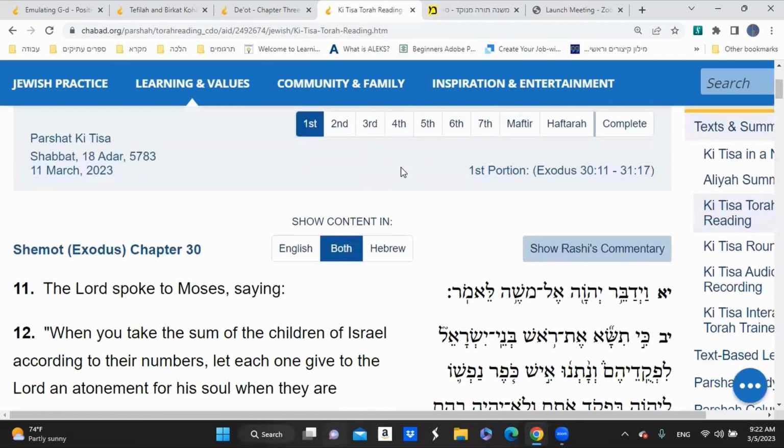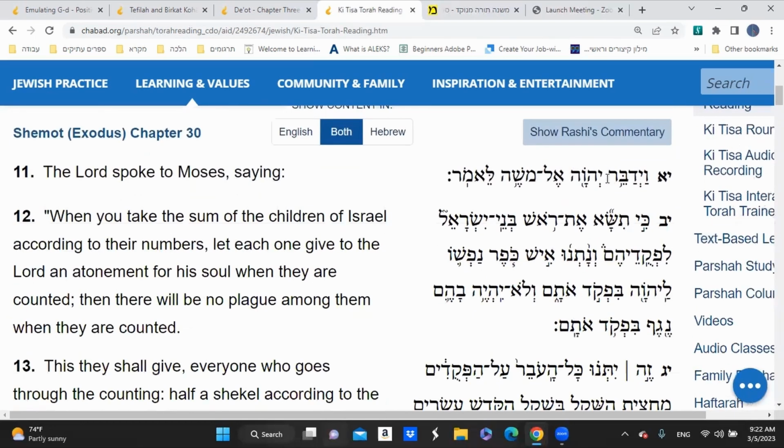Parashat Ki Tisa, Aliyah Harishona, the first Aliyah. Exodus chapter 30, verse 11 through verse 13.